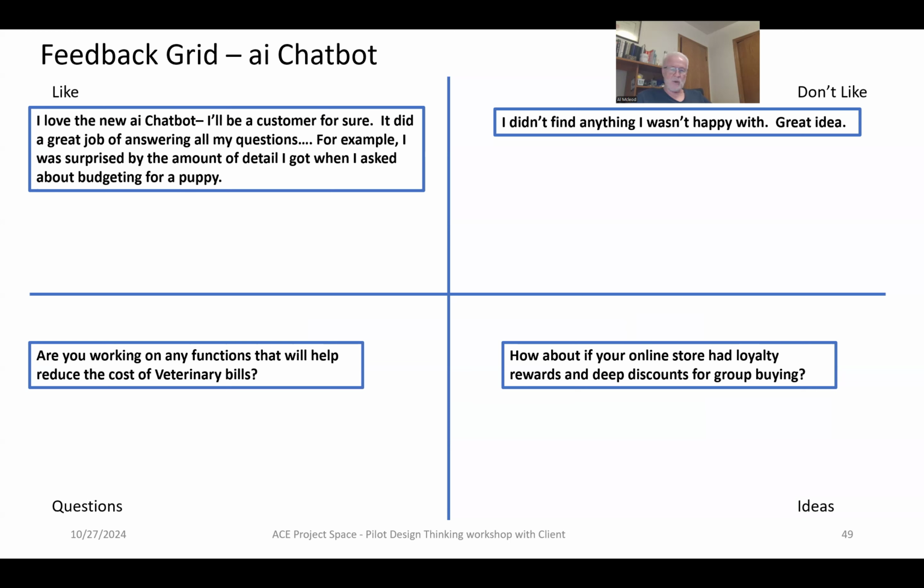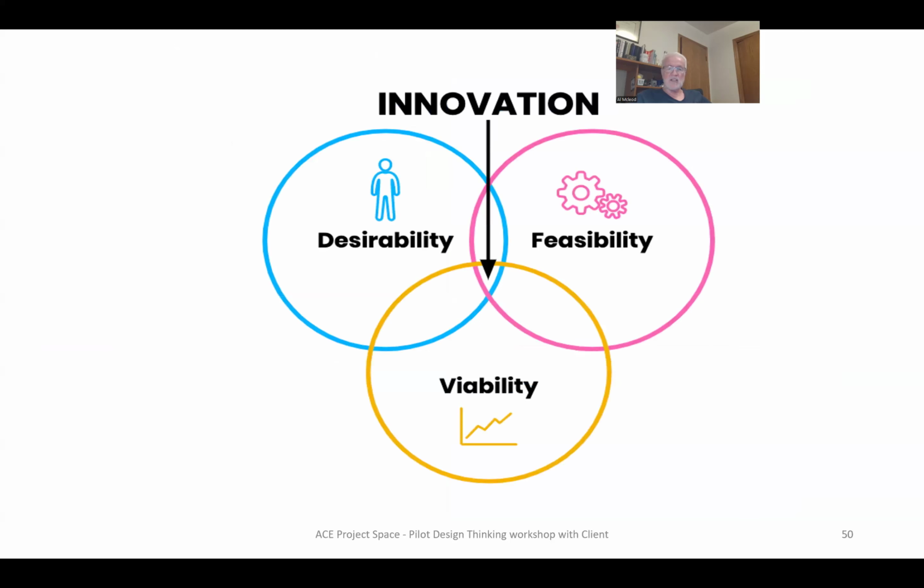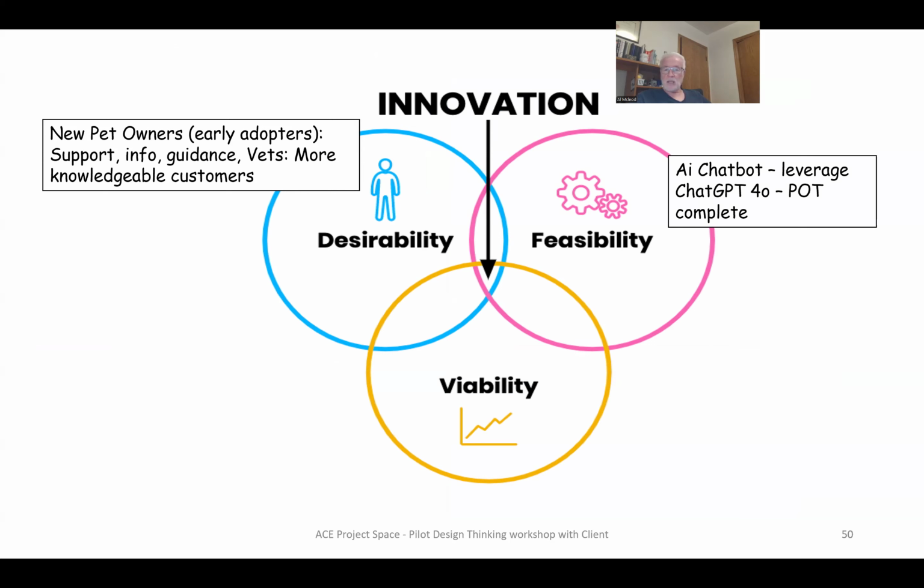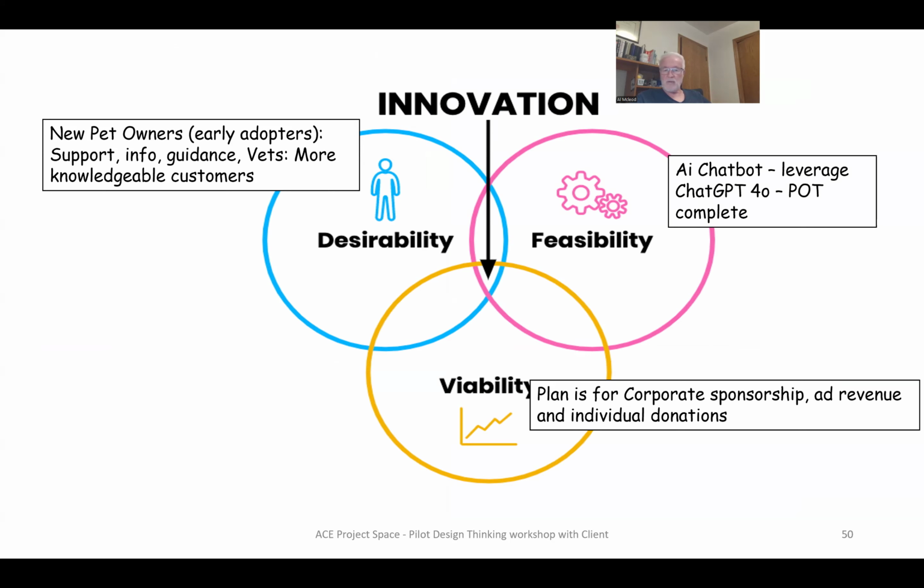And one person though asked, "Are you working on any functions that will help reduce the cost of veterinary bills?" And we are, so we have a couple ideas there. And finally, for ideas, how about if your online store had loyalty rewards? And that's something we thought about, and we may look at further. And so we can test this by saying for new pet owners, they get the support, info, and guidance that they want. And for vets, they'll get more knowledgeable customers, which means better customers. With our AI chatbot we can leverage ChatGPT 4.0, and the proof of technology is complete. The plan is for corporate sponsorship, ad revenue, and individual donations for paying for the bill.